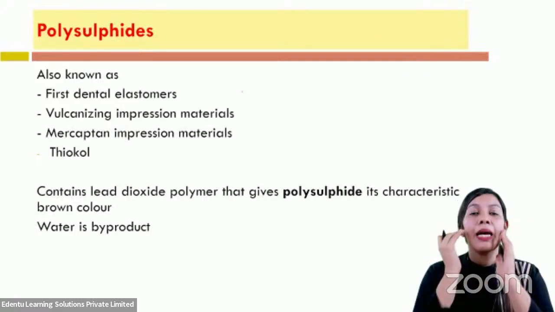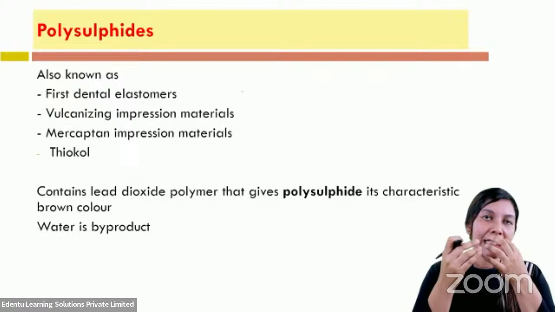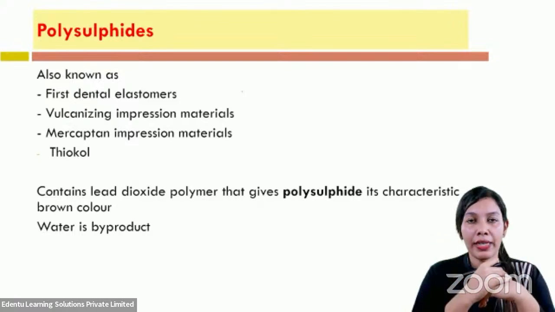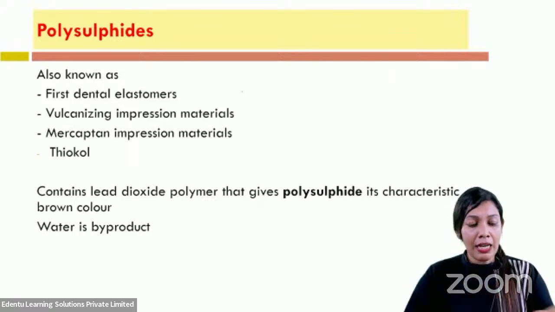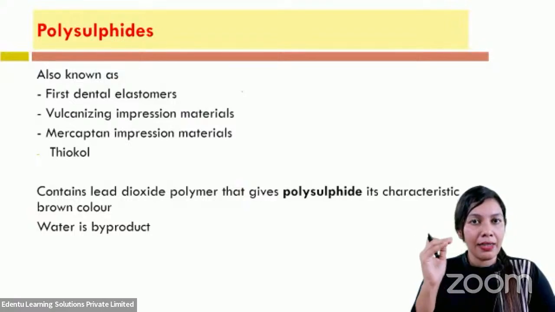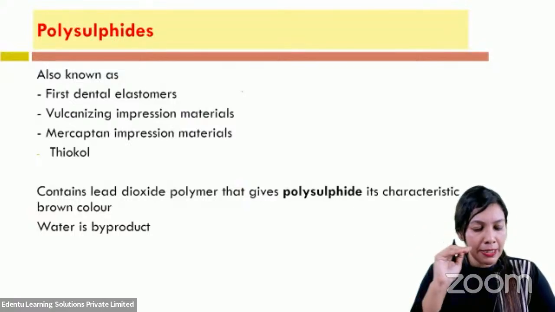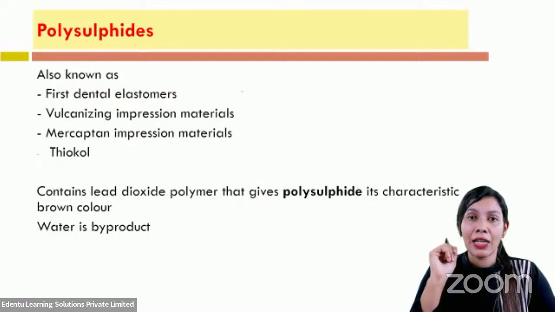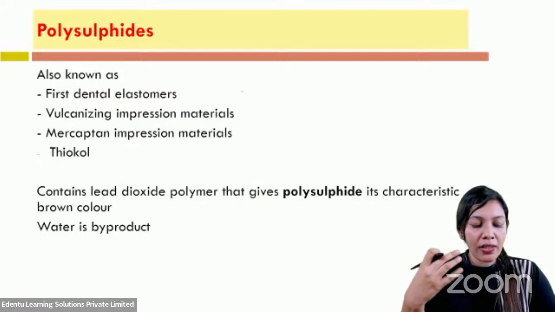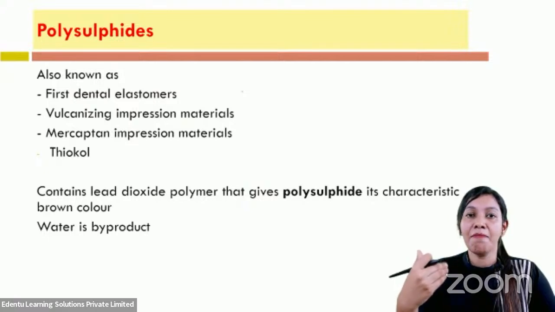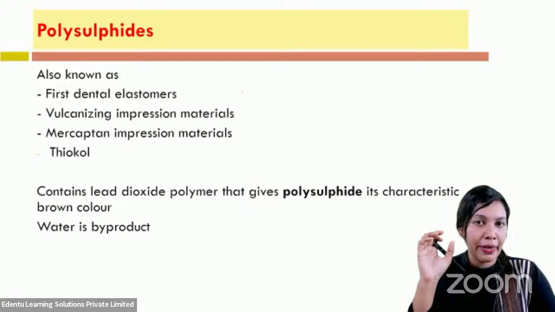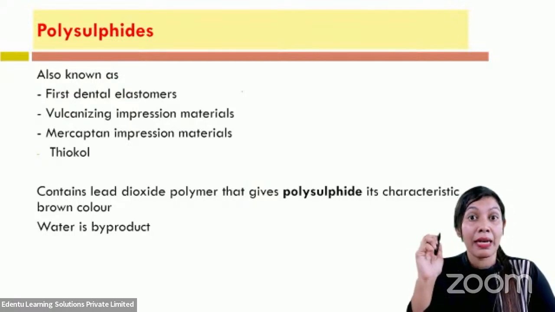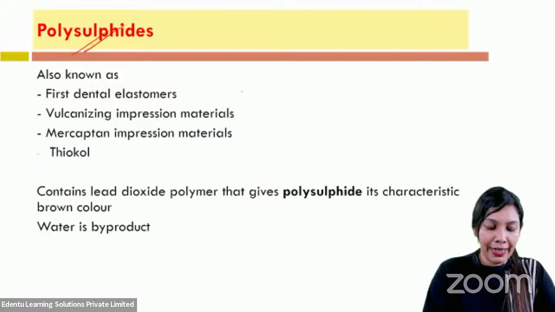Okay, all those were about hydrocolloids. Hydrocolloids, as I said, are a combination of water and a colloidal product. And now come the elastomeric materials. Elastomeric materials are the rubber-based materials. The first is polysulfide. I have added the other names and the important properties that you have to keep in mind. Polysulfide is the first dental elastomer that was introduced. It is also called vulcanizing impression material because it consists of rubber. It is mainly from rubber, so it is called vulcanizing. Mercaptan is a composition present in the impression material, so it is also called mercaptan impression material, polysulfide.